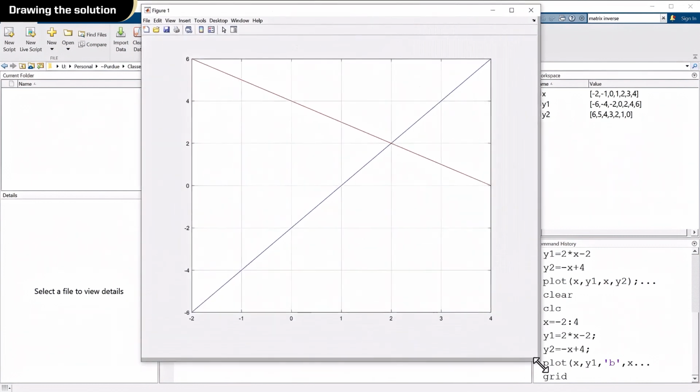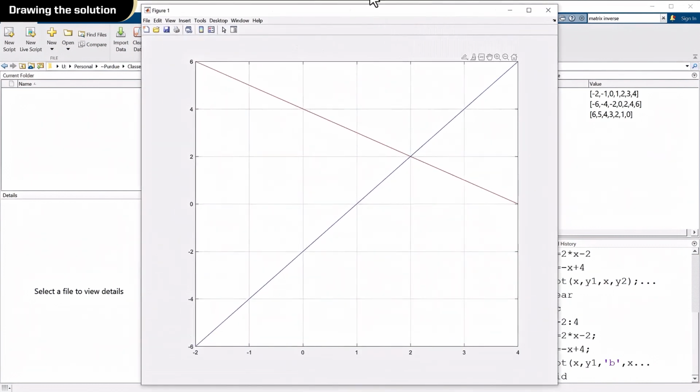And when I looked at the calculation on the board, it looked like the answer was x equals 2, y equals 2. Well, there it is.